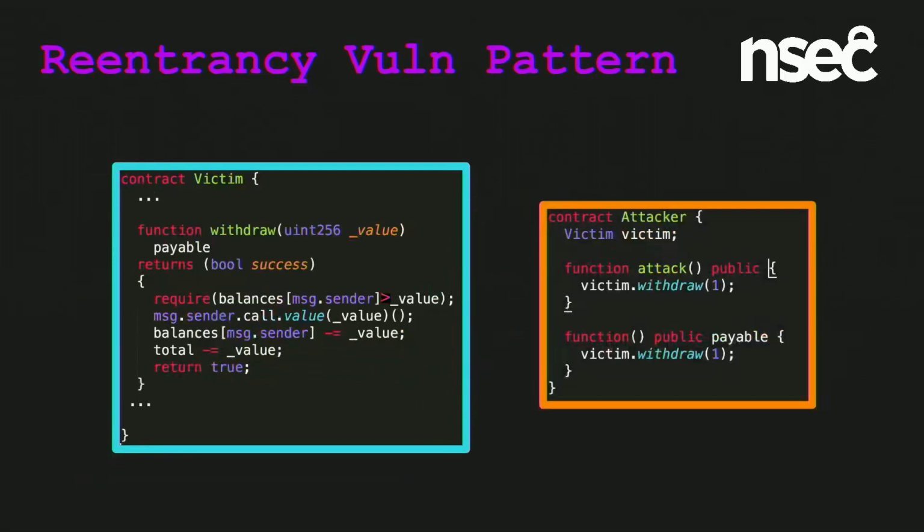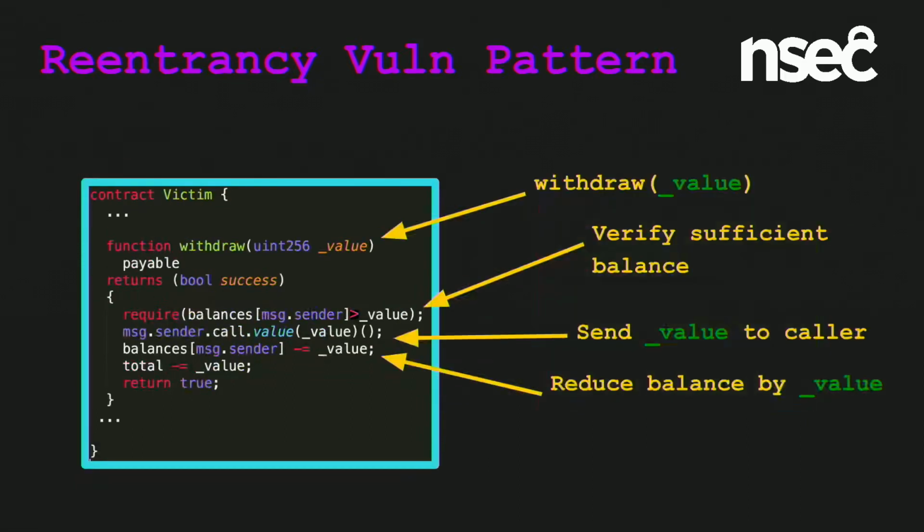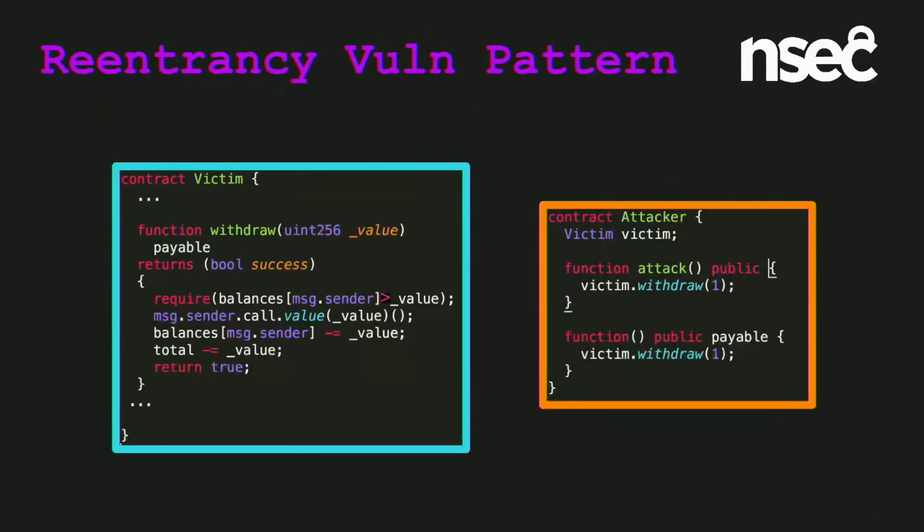But there's something quite subtle in here, which is that essentially we have sent the value before we actually reduce their balance, and this is going to get us in a lot of trouble. So here's a simplified attacker pattern.